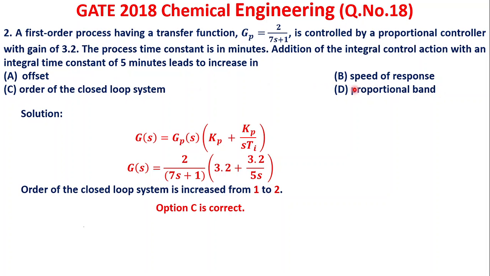Speed of the response. Actually, when we put a PI controller, the order of the system is increased. Therefore, it affects the stability, which we have already seen in our regular control system lecture series. Therefore, speed of the response cannot be increased. And it will not increase the proportional band, because the proportional band is decided by this 3.2 only. There we are not touching. We are touching only the integral control action. Therefore, the order of the system increase is the correct option. No other options fit into this.